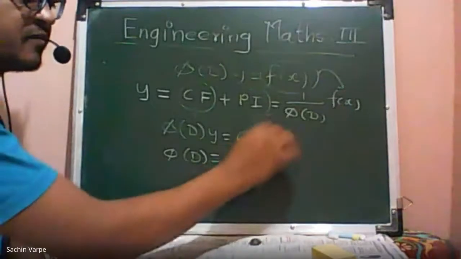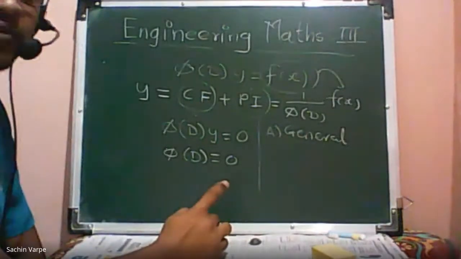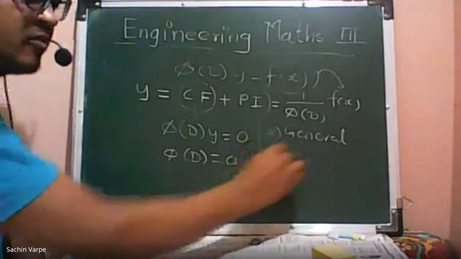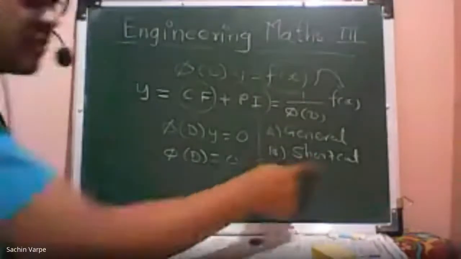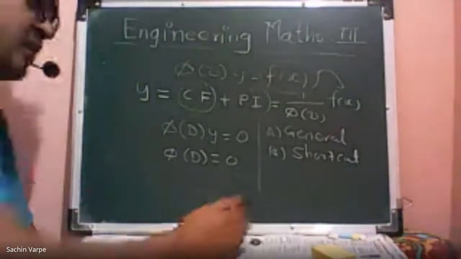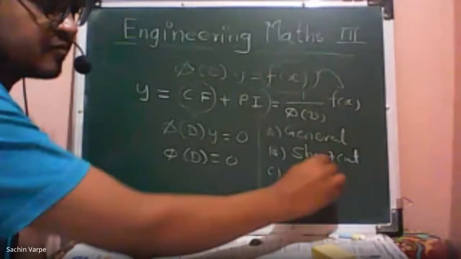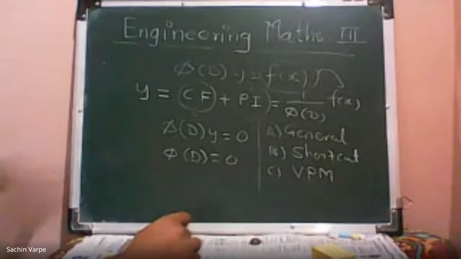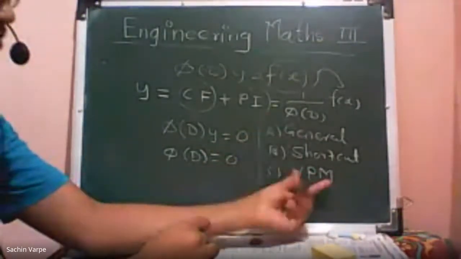First is general method, which is applicable to all types of examples or all types of functions on the right hand side. Then shortcut method, which is again based on specific types of functions on the right hand side, specific only. And then last is variation of parameter method, VPM. That will be again a special type of method to find the particular integral.